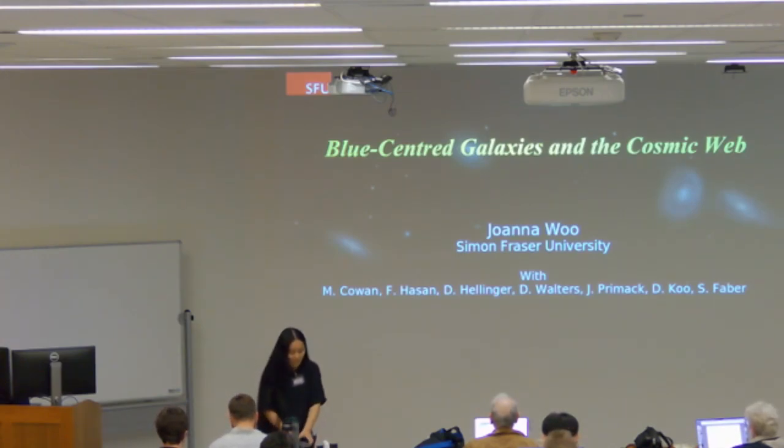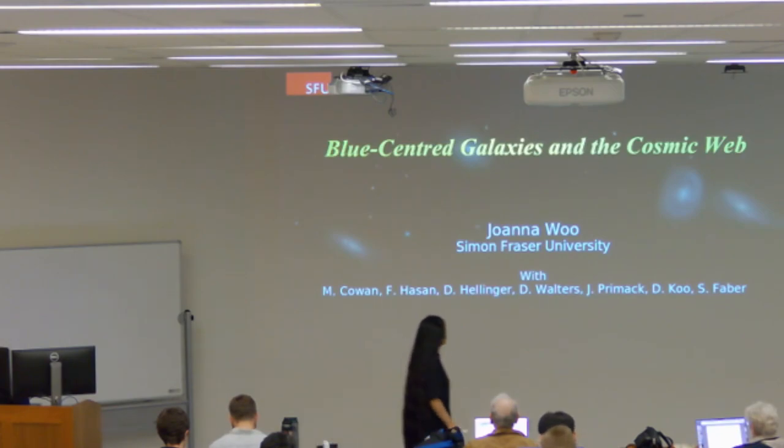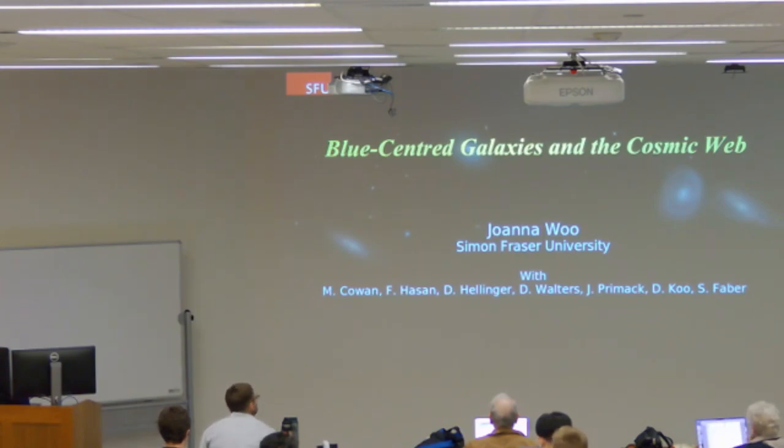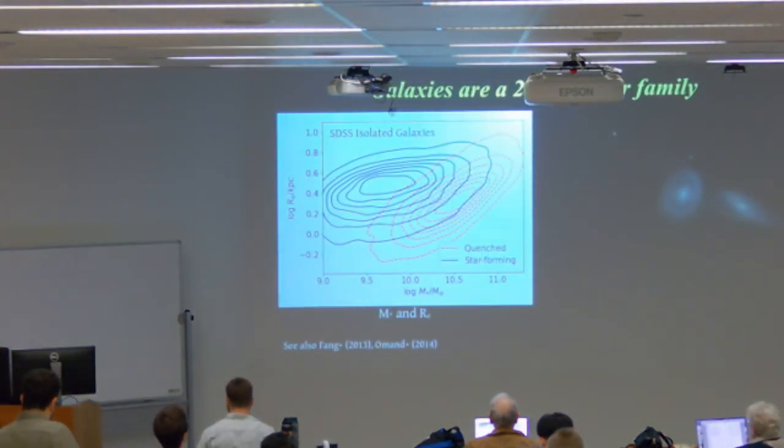Okay. Thank you so much for having me here. So, blue-centered galaxies and the cosmic web. That's what I'd like to talk about today. The motivation is that galaxies seem to be a two-parameter family: stellar mass and the radius of the galaxy.